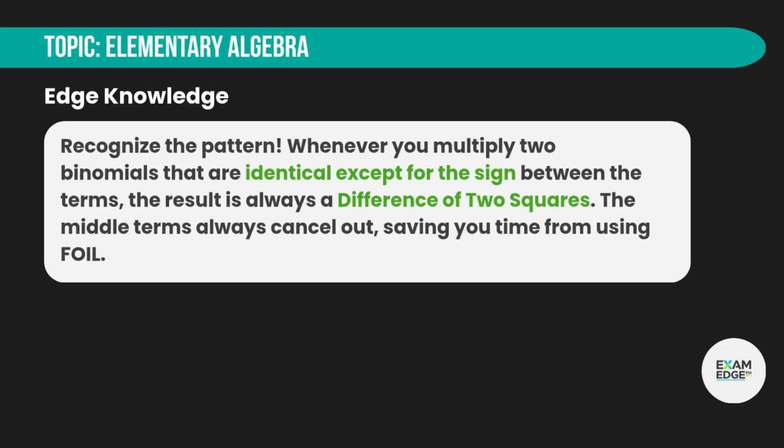Edge knowledge. Recognize the pattern. Whenever you multiply two binomials that are identical except for the sign between the terms, the result is always a difference of two squares. The middle terms always cancel out, saving you time from using FOIL.